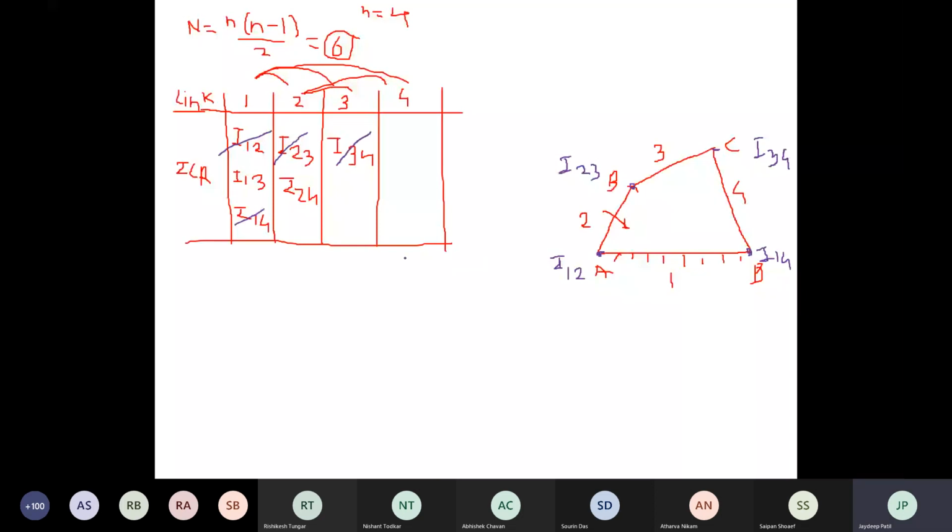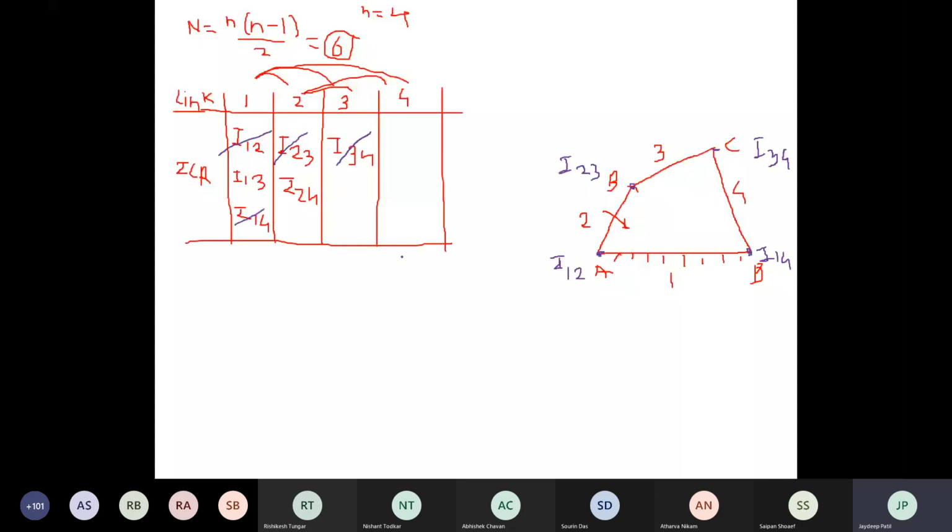Now the two ICRs are remaining. Which are the two ICRs remaining? I13 and I24. Correct. I13, I24. Now I12, I14, I23, I34. These are the fixed and permanent ICRs. You have to mark them by inspection.